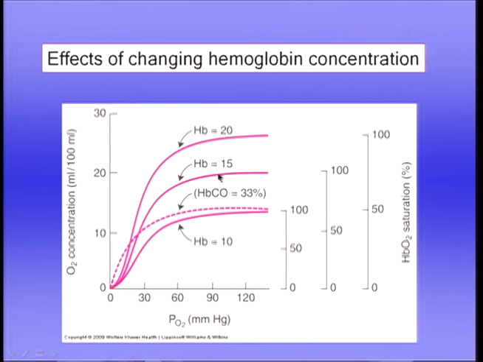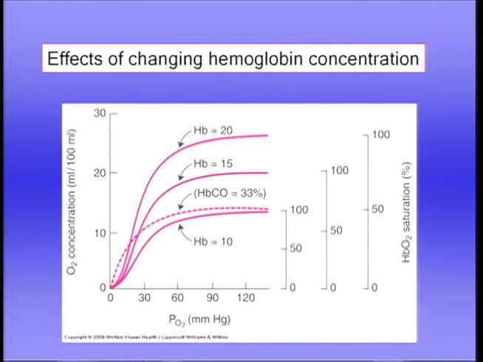Let's take normal blood with a hemoglobin concentration of 15. And you can see that at a PO2 of 100, which is around about here, it has a saturation of nearly 100%, and it has an oxygen concentration of something like 20 mils per deciliter.